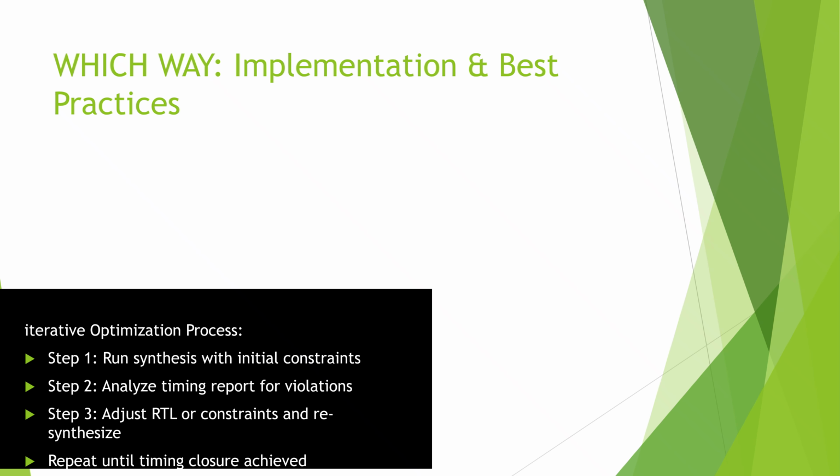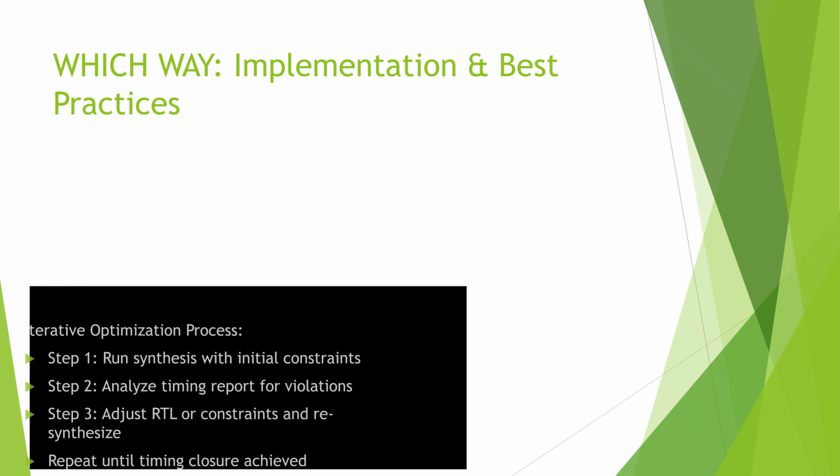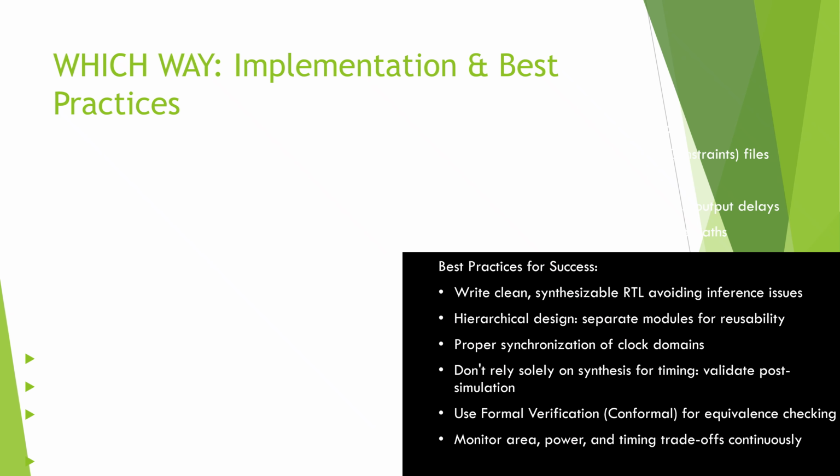Synthesis is usually iterative. Let us talk about that loop. The typical cycle is: Step 1. Run synthesis with your current RTL and constraints. Step 2. Analyze timing, power, and area reports. Step 3. Adjust RTL or constraints and then rerun synthesis. Repeat this process until timing closure and all other goals are met. Sometimes the fixes are in RTL, like breaking a long combinational path into 2 pipeline stages, sometimes the fixes are in constraints, like setting realistic clock periods.